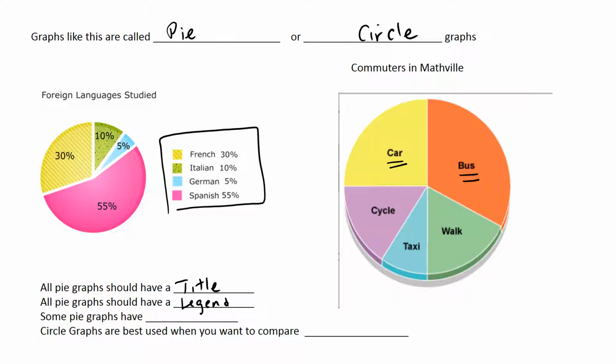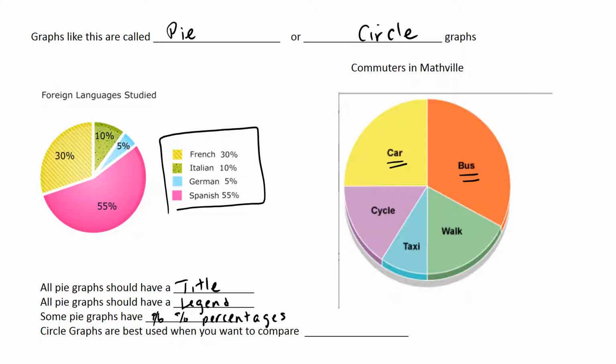Some of the pie charts have percentages listed, and some don't. So on the left, obviously, we know exactly what the percentage represents. On the right, we don't. So this little symbol is a bit messy, but it's percent.